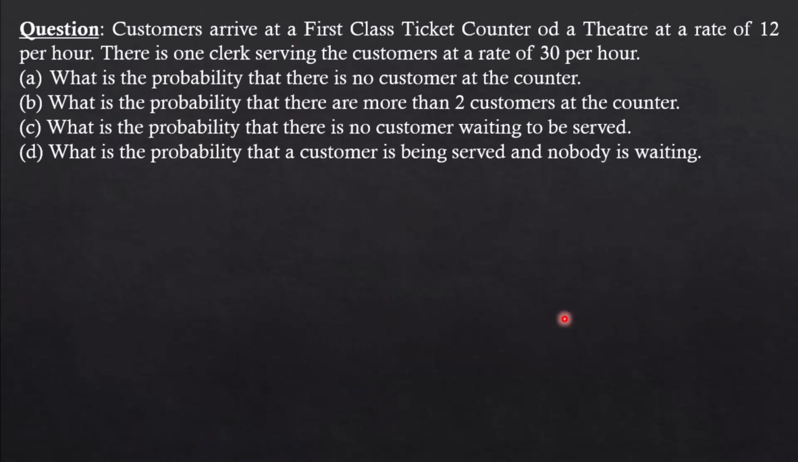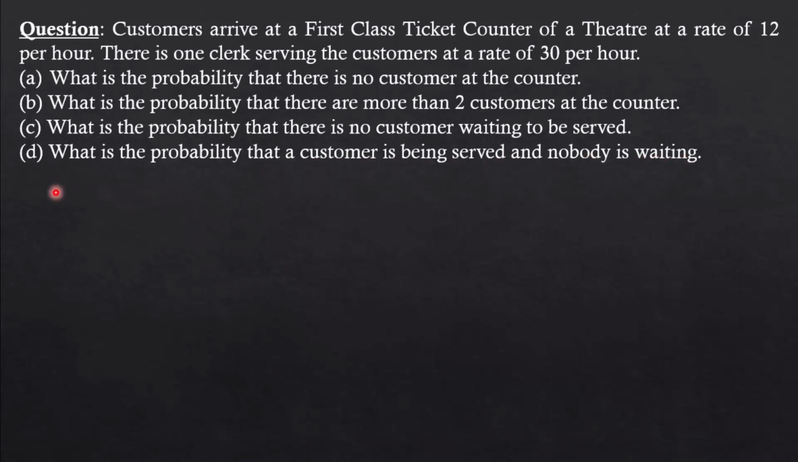Now let us move ahead with the problem. This is our first problem. Customers arrive at a first class ticket counter of a theatre at a rate of 12 per hour. There is one clerk serving the customers at a rate of 30 per hour. What is the probability that there is no customer at the counter? Second, what is the probability that there are more than 2 customers at the counter? Third, what is the probability that there is no customer waiting to be served? And finally, what is the probability that a customer is being served and nobody is waiting?